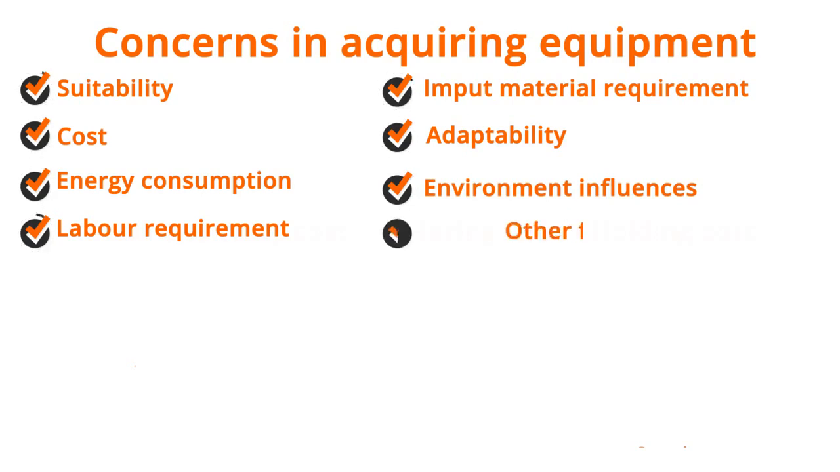And lastly, other factors like, is the equipment user-friendly? What is the availability of the spare parts? And do we have technical support for the equipment? Let's take a look at arranging the equipment. What are the factors we need to consider when arranging our equipment in our production facilities?